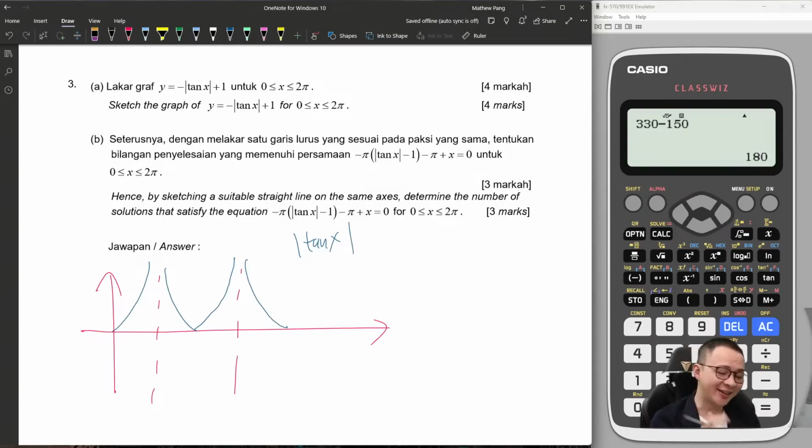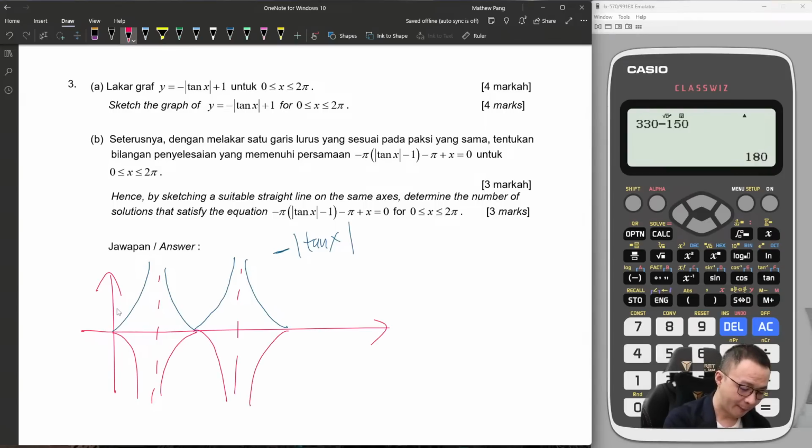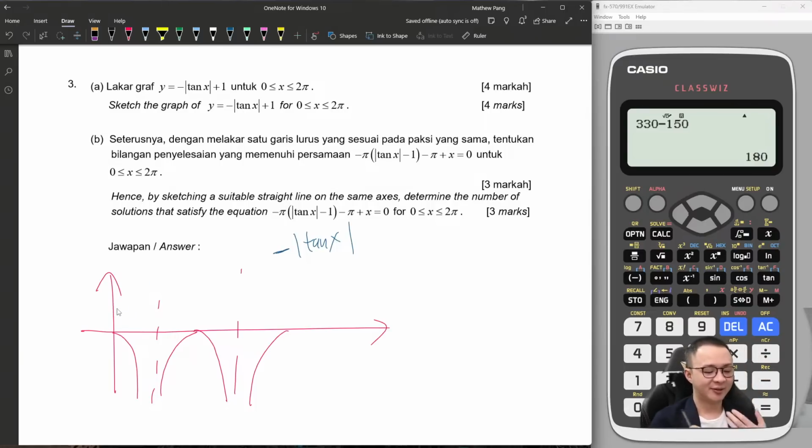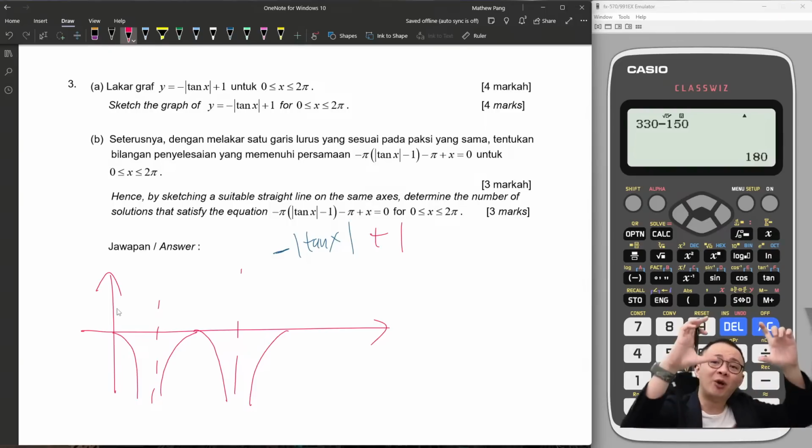What if I add the negative in front of the modulus? Then the whole thing is going to reflect downwards, so you will get something like this. You will get a so-called reflection. This is what happens if you have negative modulus tangent x: you reflect on the x-axis. Then what if you plus 1? Then the whole thing is going to move up 1 unit.